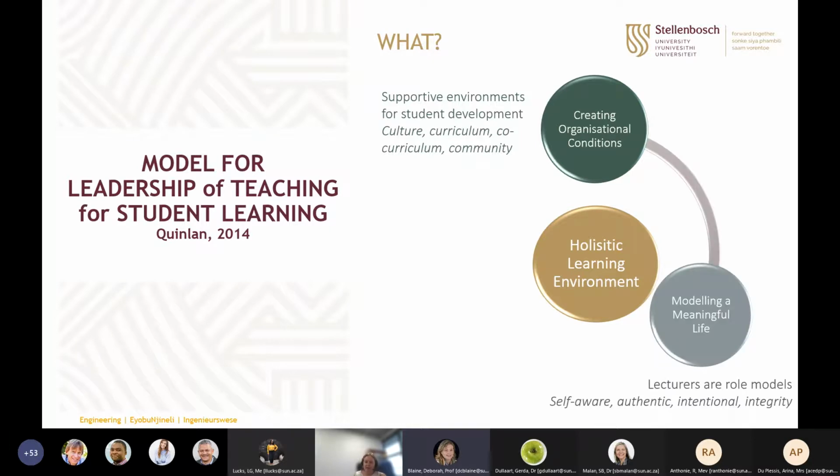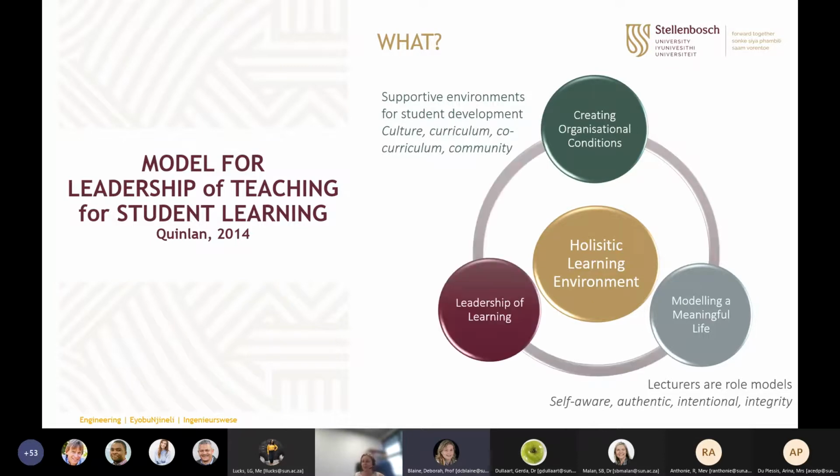And then the academics within that environment should be role modeling a meaningful life. So we should be the examples for our students on the kind of graduates that we want coming out of our institution. Things that are involved in this realm are self-awareness, authentic leadership, intentional actions, and integrity, along with a lot of other things. It's a really great paper if you want to read it.